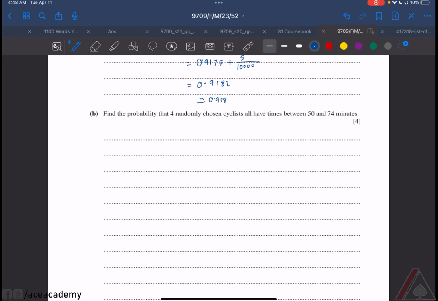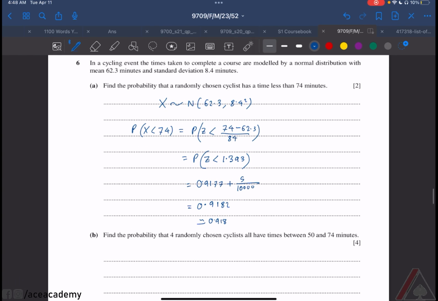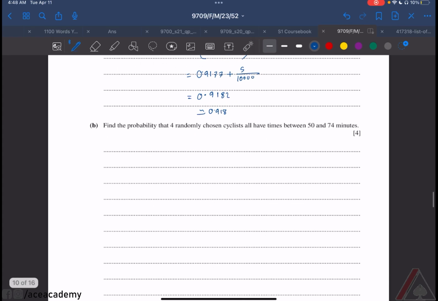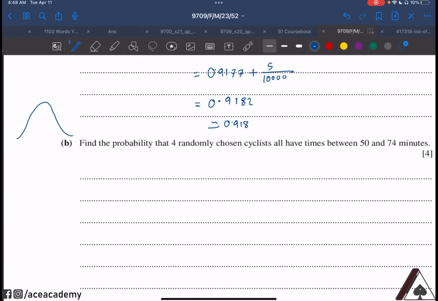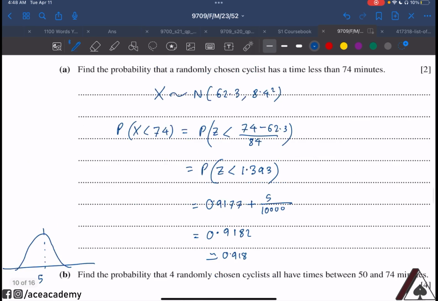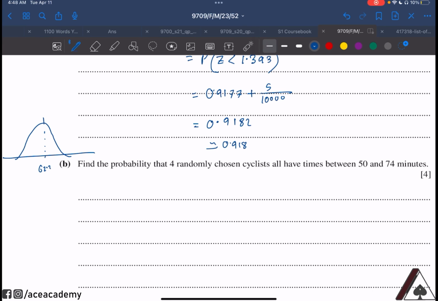Okay, so part B. Find the probability that 4 randomly chosen cyclists all have times between 50 and 74 minutes. So let's look at the diagram for this normal distribution over here. As we already discussed, the mean was 62.3. So 50 would be somewhere in the left, while 74 would be somewhere in the right. So we have to calculate the probability of t between 50 and 74.